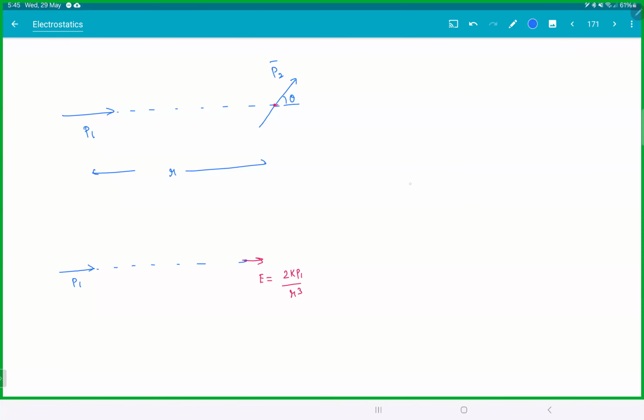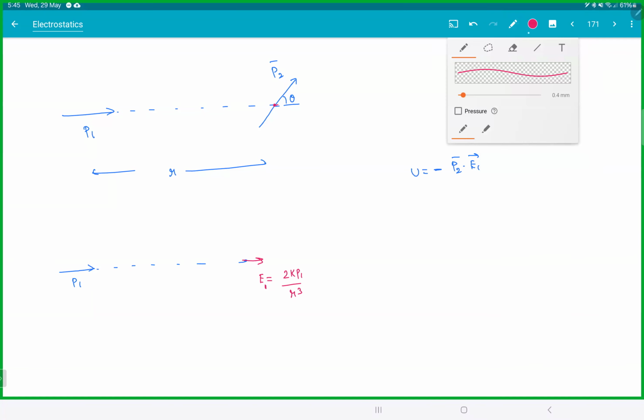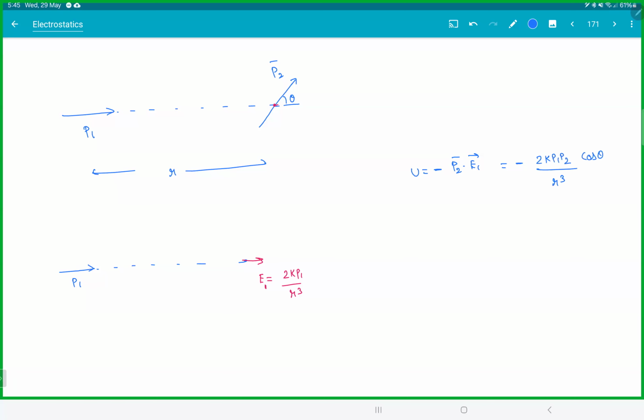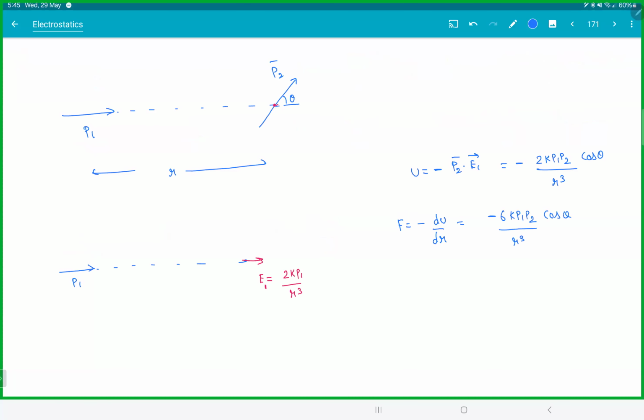So potential energy of the system, U is equal to minus P2 dot E1 bar. This turns out to be minus 2kP1 P2 cos theta by r cube. That's your potential energy. And what is force? Force is minus dU by dr. So if you differentiate this, cos theta is constant, you end up with minus 6k p1 p2 by r cube into cos theta. This is a more superior form of writing, because previously we derived only for axial line and perpendicular. This would give you both at the same time, and it gives you even much faster.